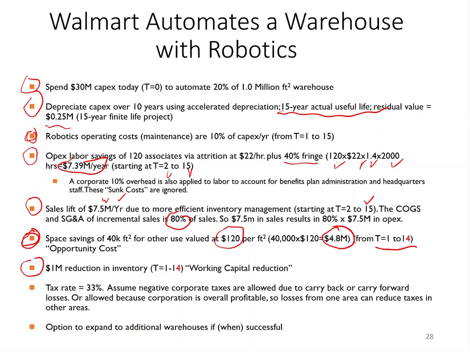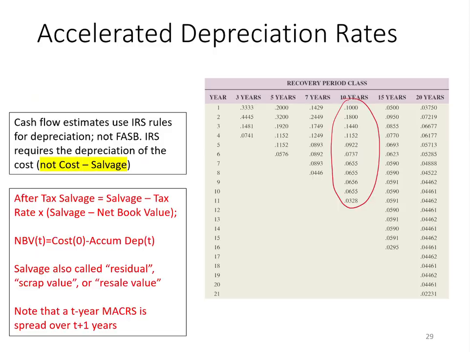You're going to reduce overall inventory by just having the right products at the right time using robotics. So we're going to treat that inventory reduction as a reduction in working capital. We're going to assume a tax rate of 33%, and we will allow negative taxes. So if the project is losing money in any particular year, we'll allow the taxes to be negative because we'll assume that Walmart overall is positive, so they can use those losses to offset taxes elsewhere. Also, there's an option to expand to the rest of the warehouse if this project is successful.